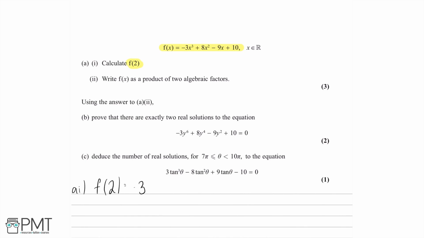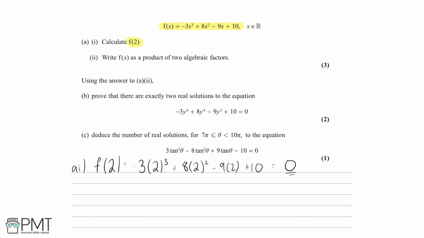So we have minus 3 times 2 cubed, as that's where x is, plus 8 times 2 squared, as that's where x was, minus 9 times 2 plus 10. And plugging this into your calculator, you realise that this actually gives you 0. So that's it for the first part of A. However, let's go to the next question here. We now need to write f of x as a product of two algebraic factors, as it says in the question.